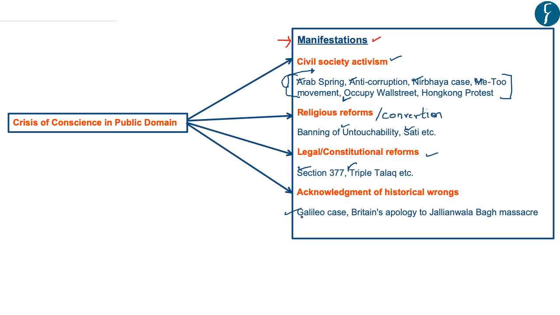Finally, crisis of conscience also manifests in the form of acknowledgement of historical wrongs, as in the case of Galileo, where the Vatican Church, which had sentenced Galileo for life for proposing the heliocentric model, finally apologized in 1992 after a gap of 350 years. Besides, in April 2019, the then Prime Minister of the UK, Theresa May, acknowledged the fact that the Jallianwala Bagh massacre was a historical wrong and should not have occurred.